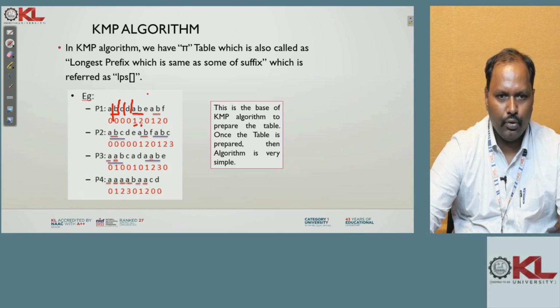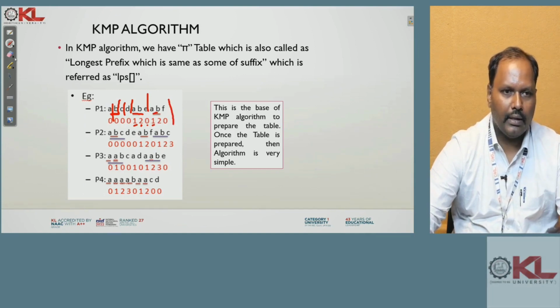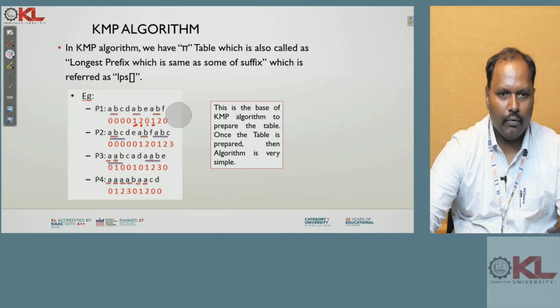Then E is a new fresh element, that is why it is 0. Again A is there, already A is available, so now we can make it 1. Then AB is two-letter data already available, so now we make it 2. Then F is fresh data, so 0. Like that we can use it for pattern 1.